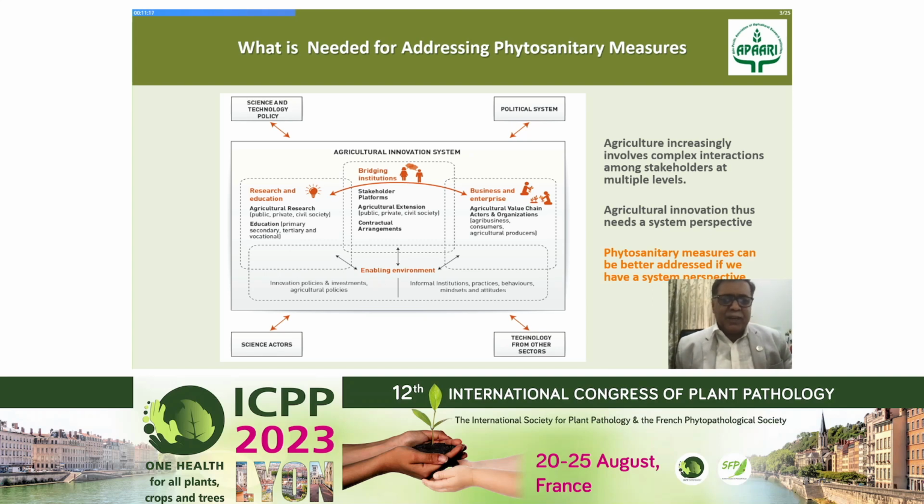If you look at the flow chart here on the left-hand side, you see clearly it is a bridging of the research and education with the private enterprises through some bridging institutions in an enabling environment, completely supported by science and technology policy, by the political system, by the science actors, and by technology from other sectors. So you need a cocktail of the actors, the players, to build a system on which we can build upon to achieve some specific goals and objectives. And this pertains to phytosanitary measures completely.